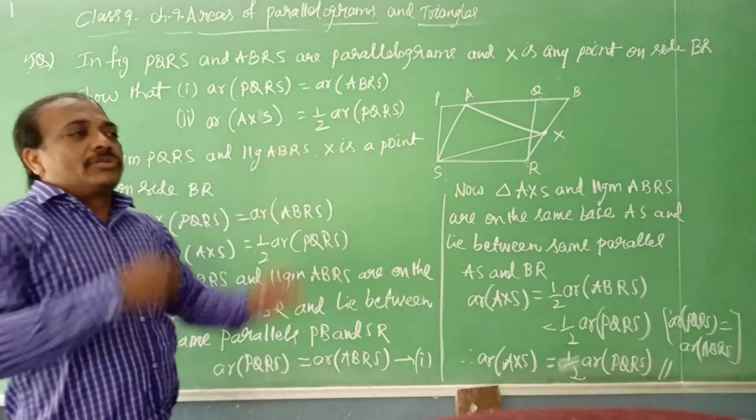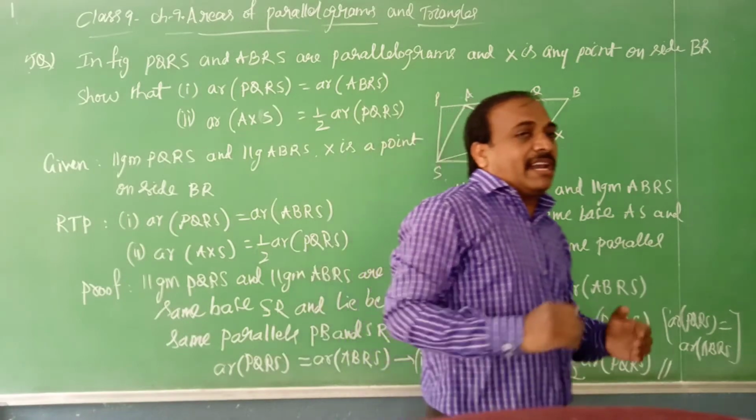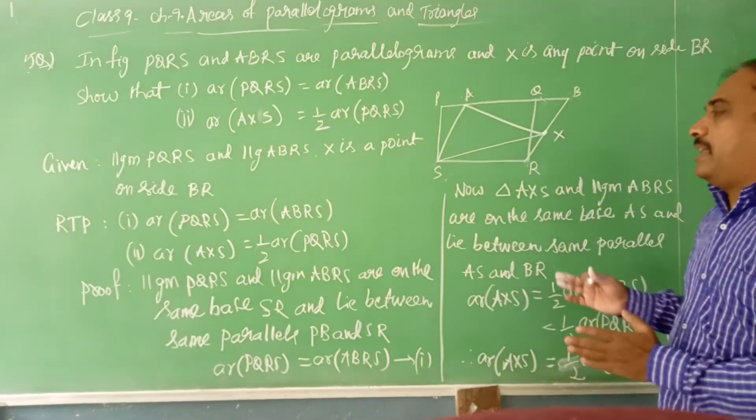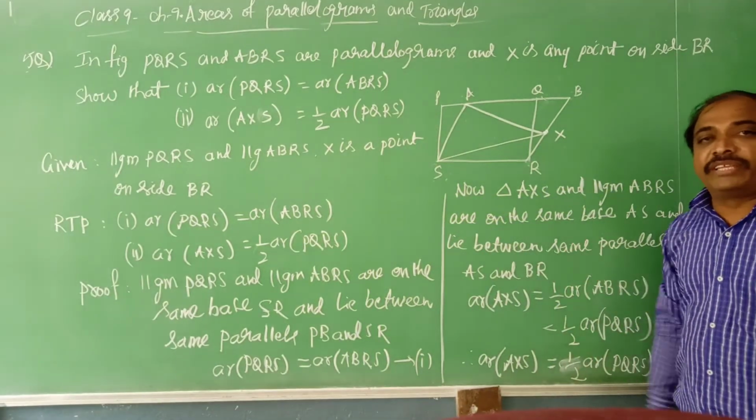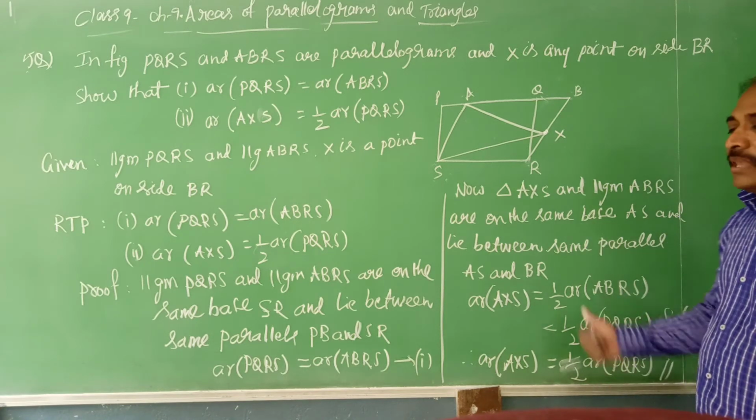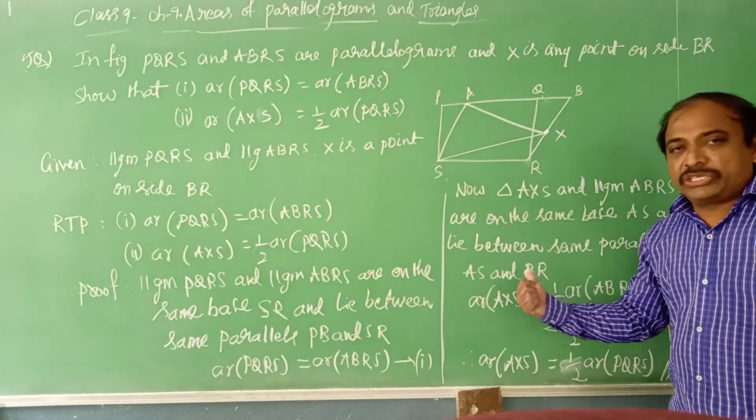Is it clear? So a triangle and a parallelogram, if they are lying on the same base and between the same parallels, the area of the triangle is half of the area of the parallelogram. I hope it is clear to you. Understood?